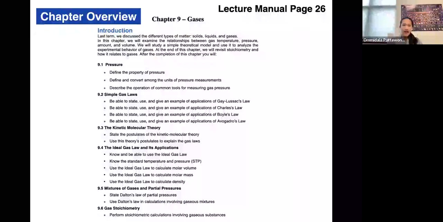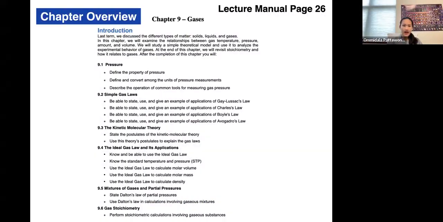So chapter 9 is going to cover gases, and here is the summary of what we are going to talk about in terms of gases. You can use these as a study guide when you are preparing for the exam. These are the learning outcomes for this chapter.